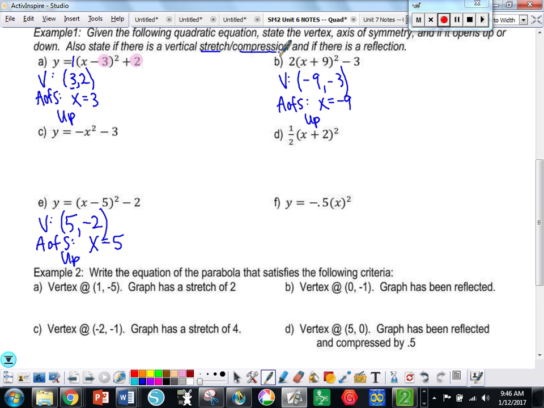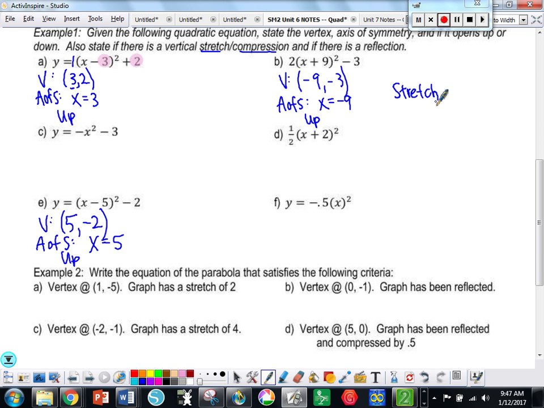It's one or the other, right? Now, can it be stretched and reflected? That is possible. Can it be stretched and then flipped? That is possible. I just can't compress and stretch and then flip. Now, one of these 3 has been stretched. Which one? B. Good.